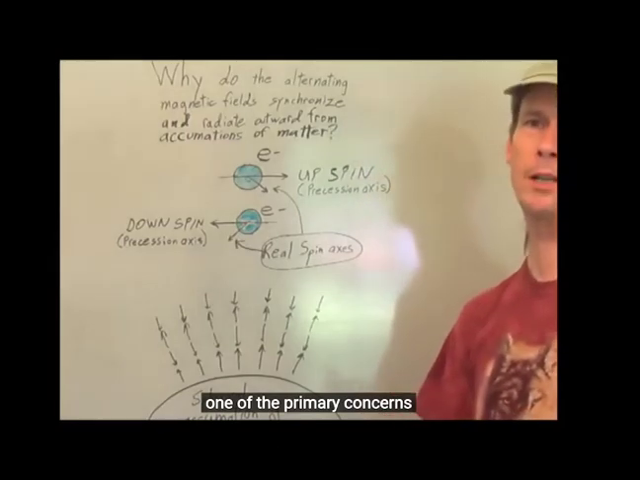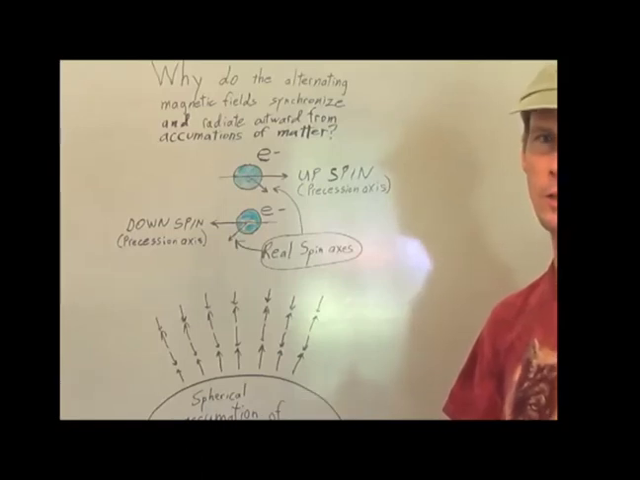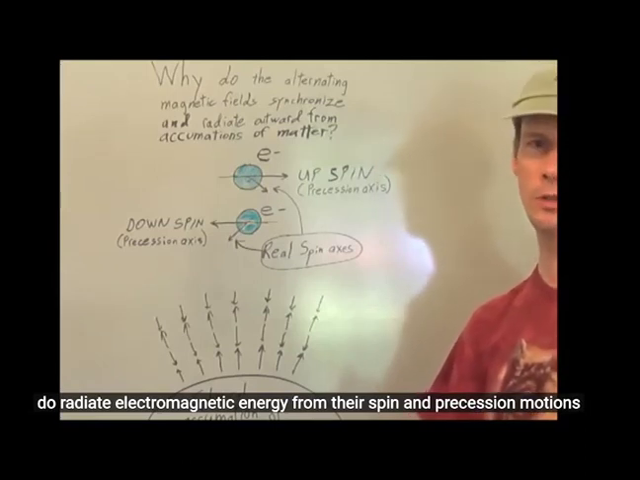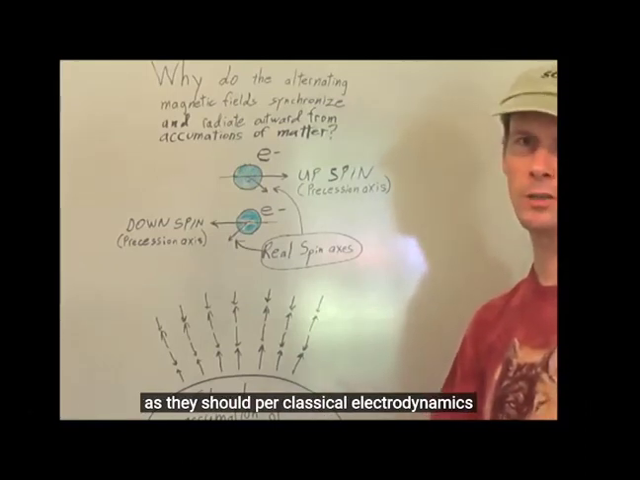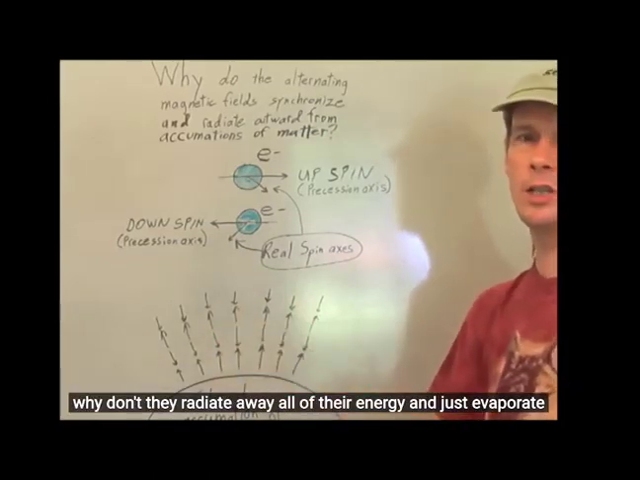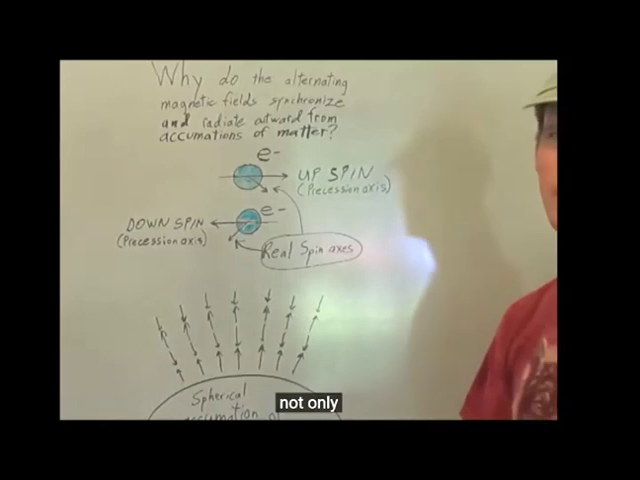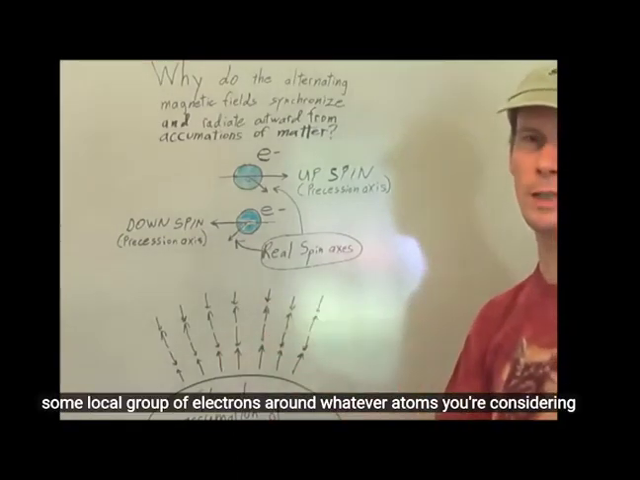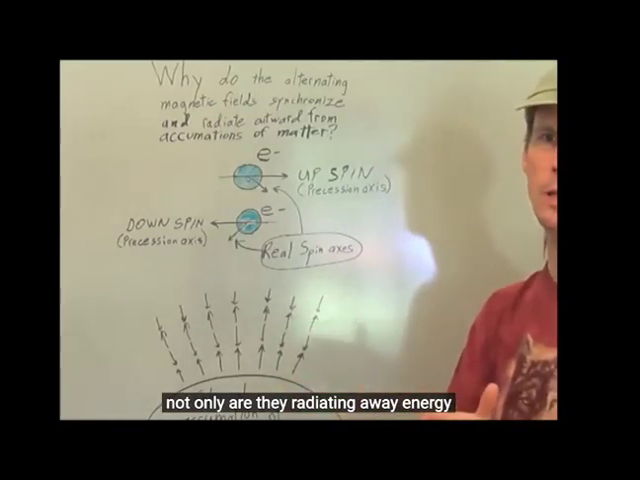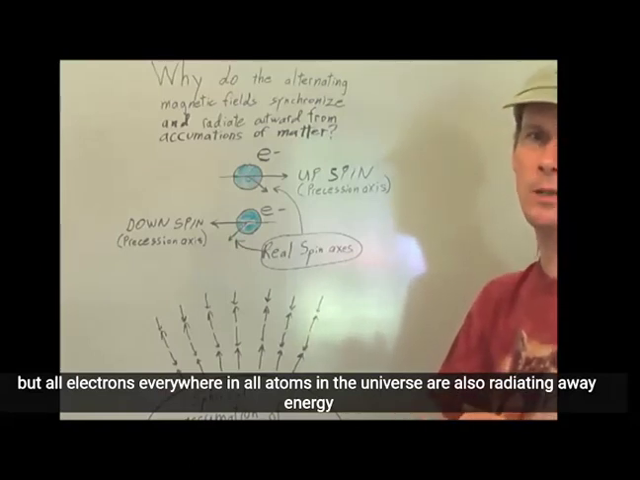One of the primary concerns, for example, is if electrons do radiate electromagnetic energy from their spin and precession motions, as they should per classical electrodynamics, why don't they radiate away all of their energy and just evaporate? So my contention is not only some local group of electrons around whatever atoms you're considering, not only are they radiating away energy, but all electrons everywhere and all atoms in the universe are also radiating away energy.